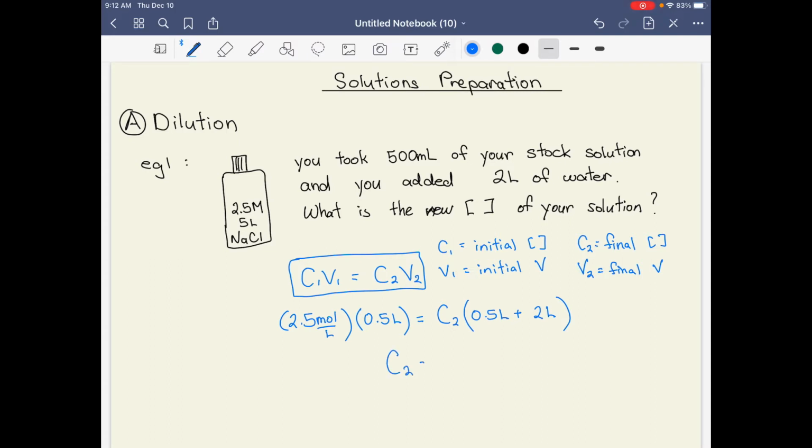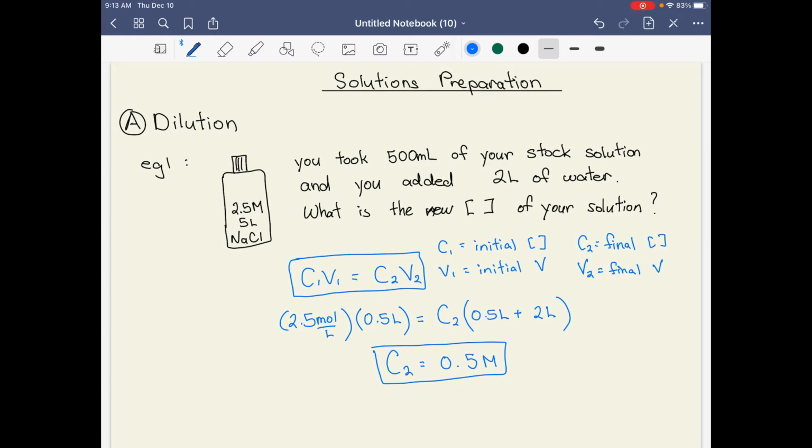Now, using your marvelous math skills, okay, you guys can probably tell me that your final concentration is going to be 0.5 moles per liter. Okay, hopefully I'm right and I didn't make a mistake calculating. I don't know. You guys should be okay. All right.